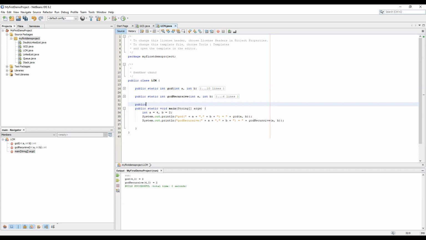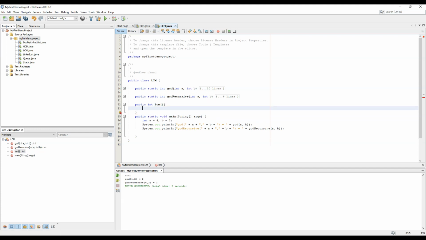So public int LCM with int A, int B. Long LCM is equal to A into B, where we need to convert A and B into long, since the product of the two numbers can be large. We require a long number to hold the product of the two numbers. We need to keep this in mind before calculating the LCM.